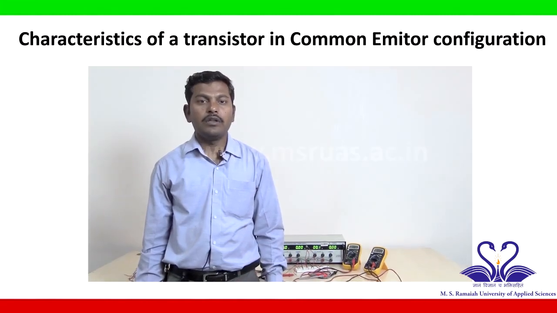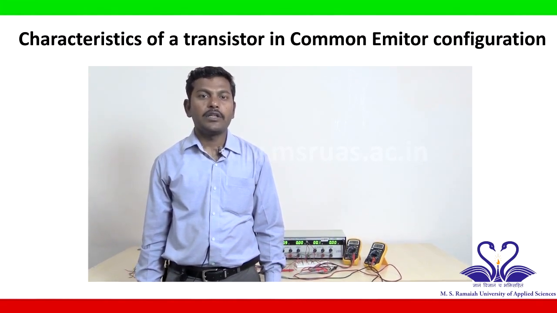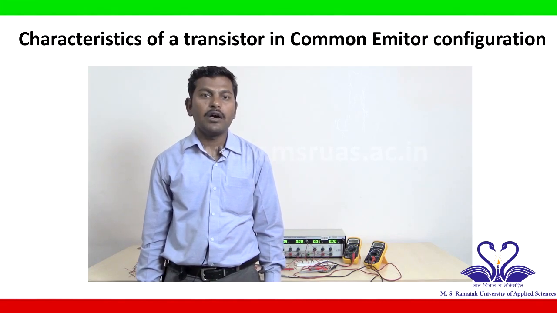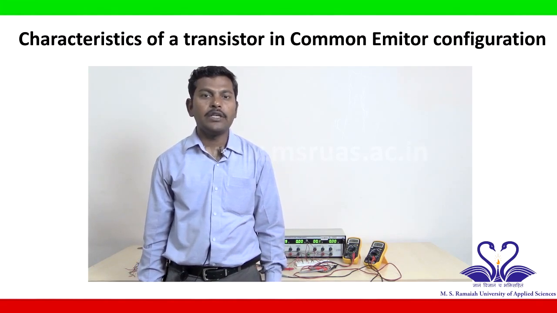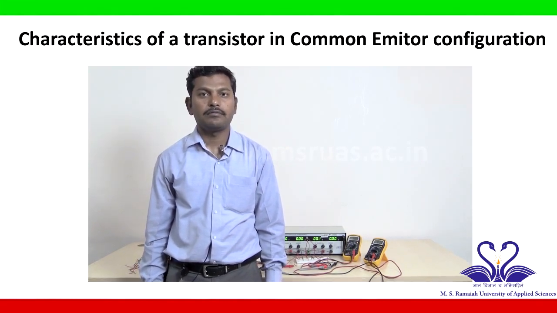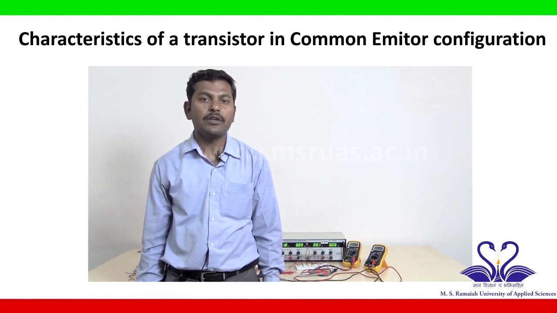Now we are done with the circuit connection of a transistor in common emitter configuration, and we have 4 sets of readings, that is 2 sets of readings for the input characteristic and another 2 sets of readings for the output characteristic. Based on these readings, we will plot the input characteristic and the output characteristics of a transistor. By this we are done with the BJT characteristic of a transistor in common emitter configuration.